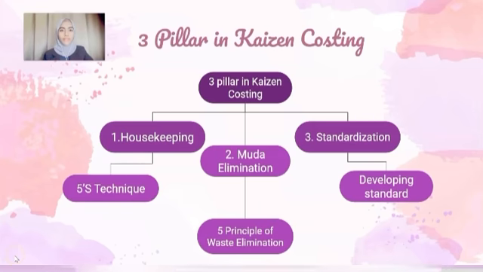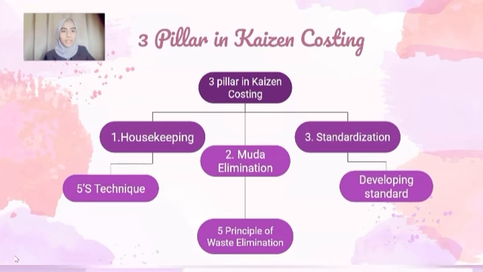We have arrived to the most important parts in Kaizen costing, which is the 3 pillars in Kaizen costing. This is very important because it highlights the whole concept of Kaizen costing. So, under these 3 pillars, number 1 is housekeeping, number 2 is Muda elimination. Muda means waste, so basically it means the elimination of waste. And number 3 is standardization.